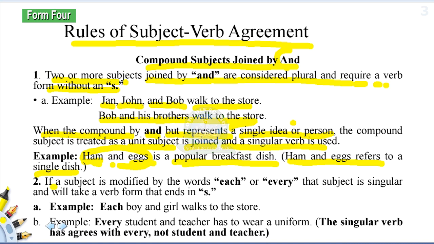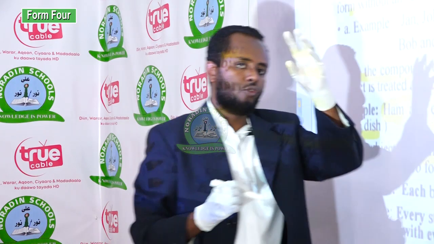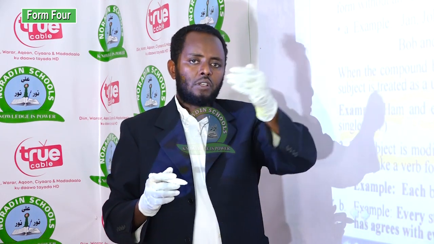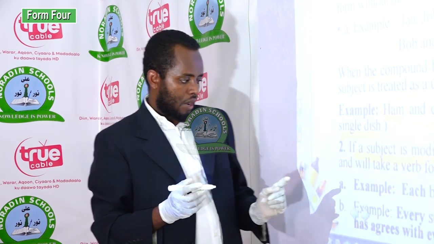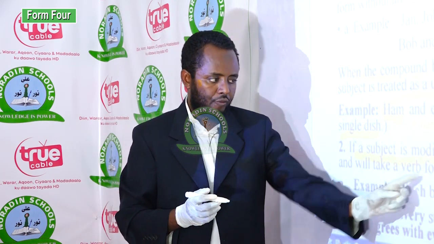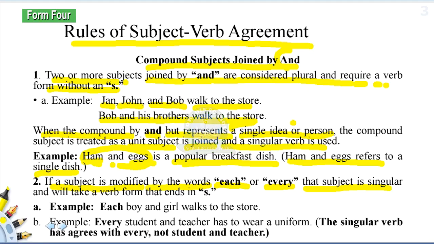If the subject is modified by the words each and every, that subject is singular. If you have each and every in your subject, the verb becomes singular, a verb that ends in S. For example, each boy and girl.